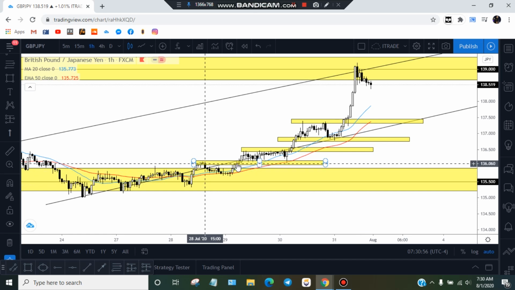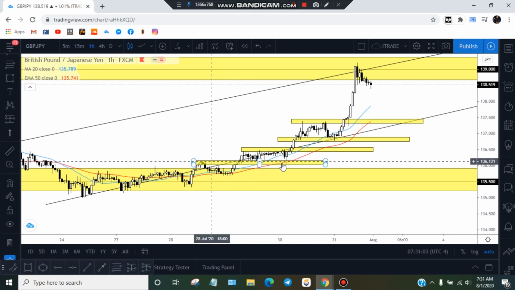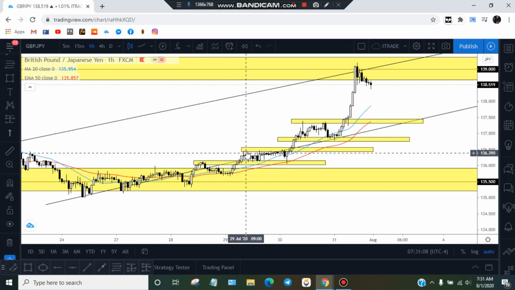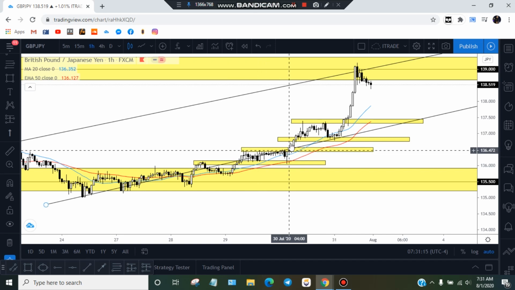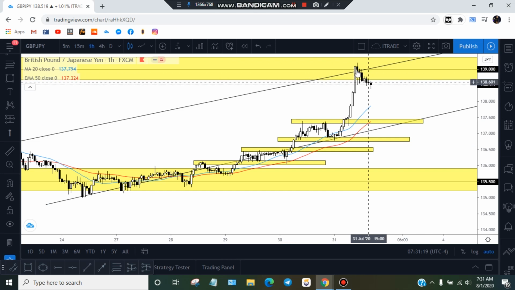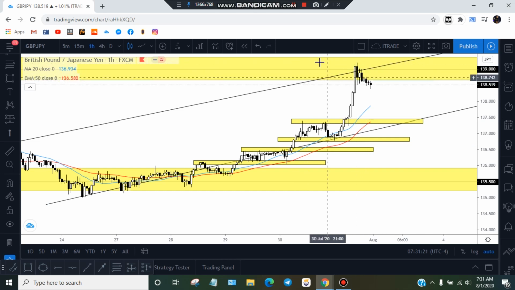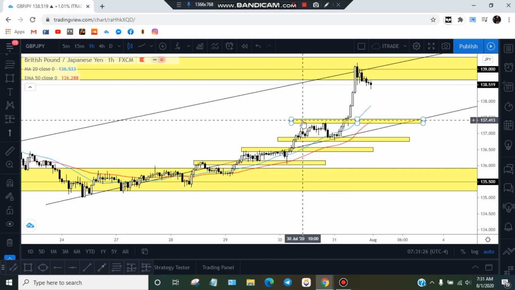So you can see here, creation of resistance. Resistance was created at this point. It was broken. Boom, new high. Came down for the retest. Broke again. Came down for retest. Broke again. And now we are at a resistance, right? Finally made the high after breaking the previous high, which was this one right here.